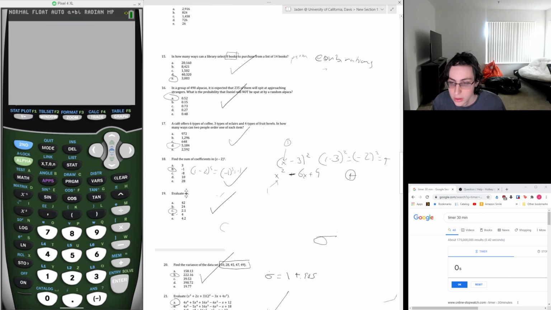And then they want variance, so you do 14.9 squared. You square it. 222.159 or 222.16. Boom. That's your answer.